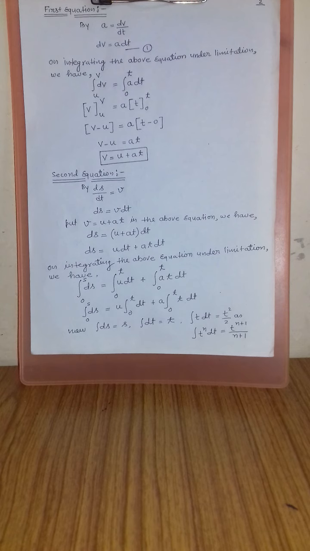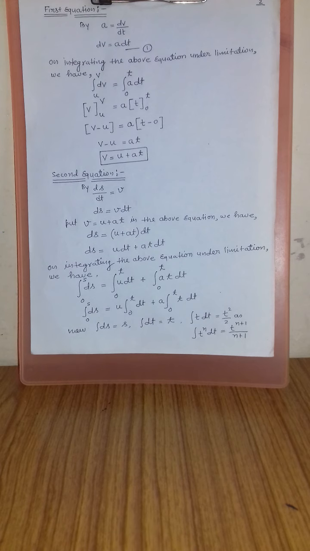Okay, after solving, you will put upper limit v in place of v minus you put lower limit u in place of v, which gives you v - u is equal to a times, in the same manner, t - 0. Okay, so v - u = at and v = u + at. Okay, this is your first equation of motion.